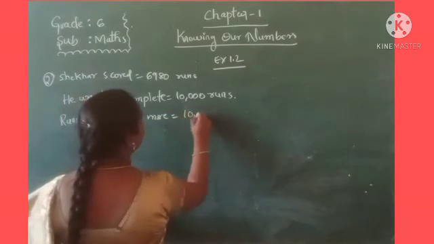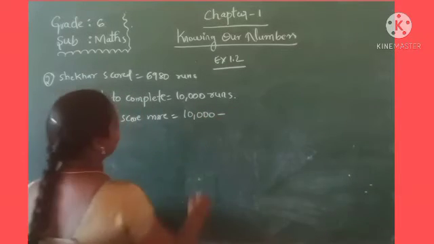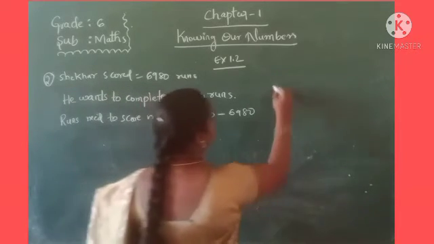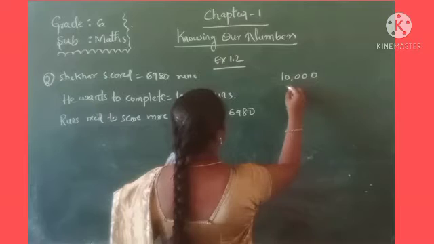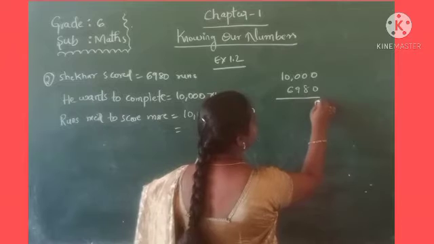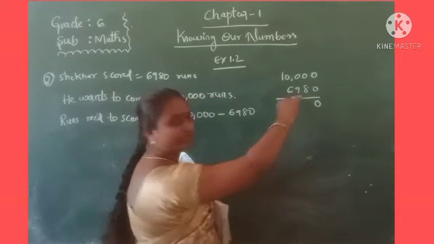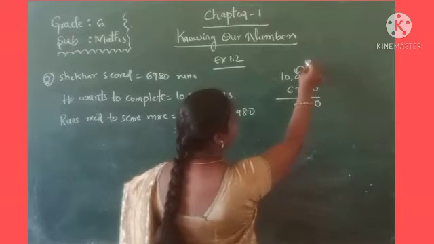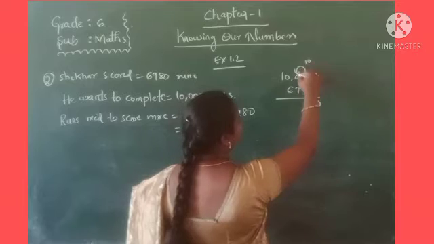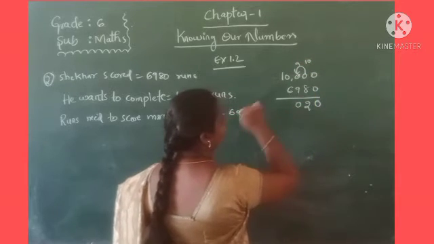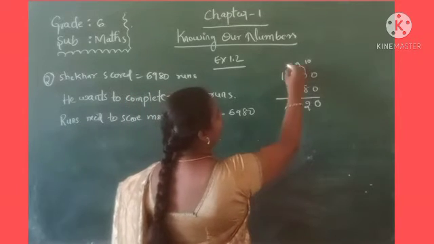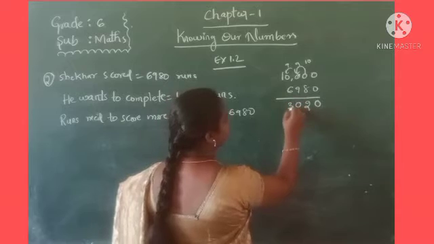For that you subtract from the total, that is 10,000 minus 6,980 runs. Okay, let us do the subtraction. 0 minus 0, 0. Here 0, 8, so take the borrow. Very good. That is equal to 10. 10 minus 8, 2. Here 1 is already reduced, so it is 9. 9 minus 9, 0. Here we have already taken the borrow, so the 9 will be there. 9 minus 6 is 3.